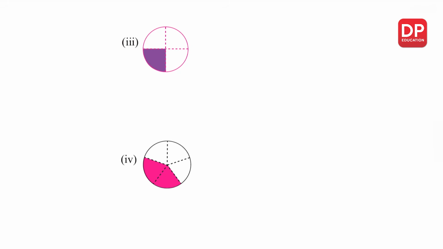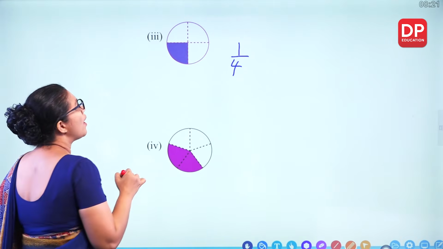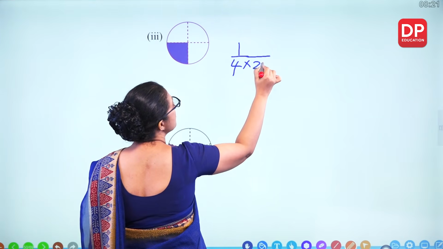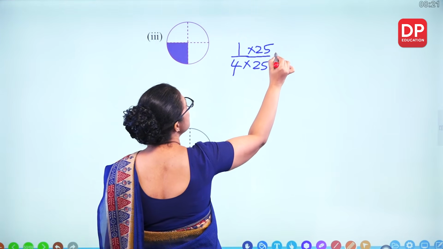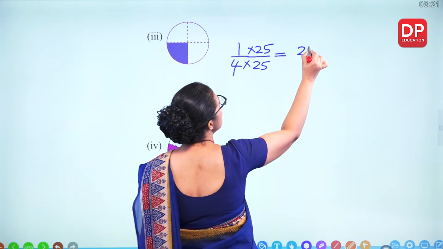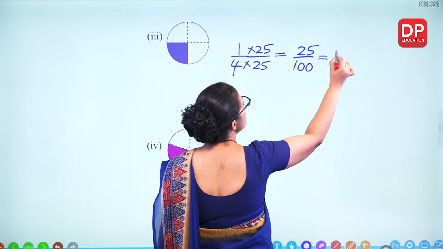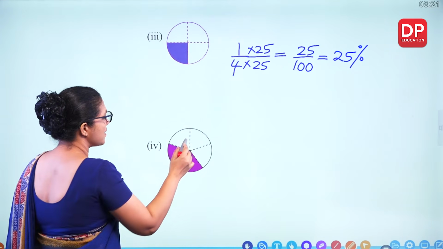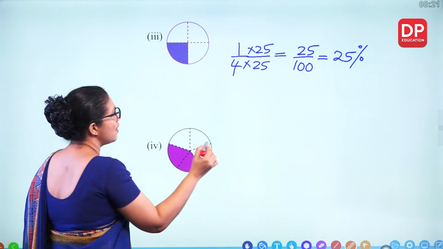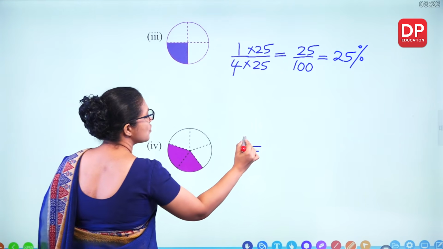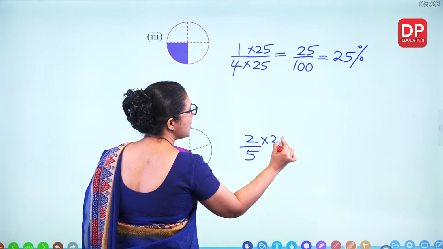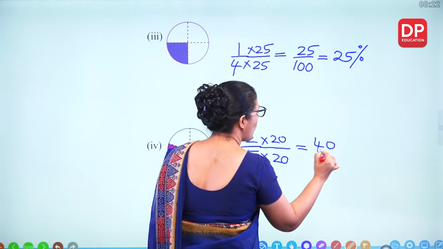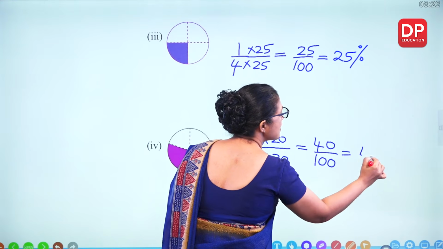4 equal parts. Out of 4, 1 part is shaded. 1 over 4. Convert to a percentage. Multiply by 25, both the numerator and the denominator. You get 25 over 100. That means 25%. How many parts are there? 1, 2, 3, 4, 5. 5 parts are there. 2 parts shaded. Multiply by 20. You get 40 over 100. That means 40%.